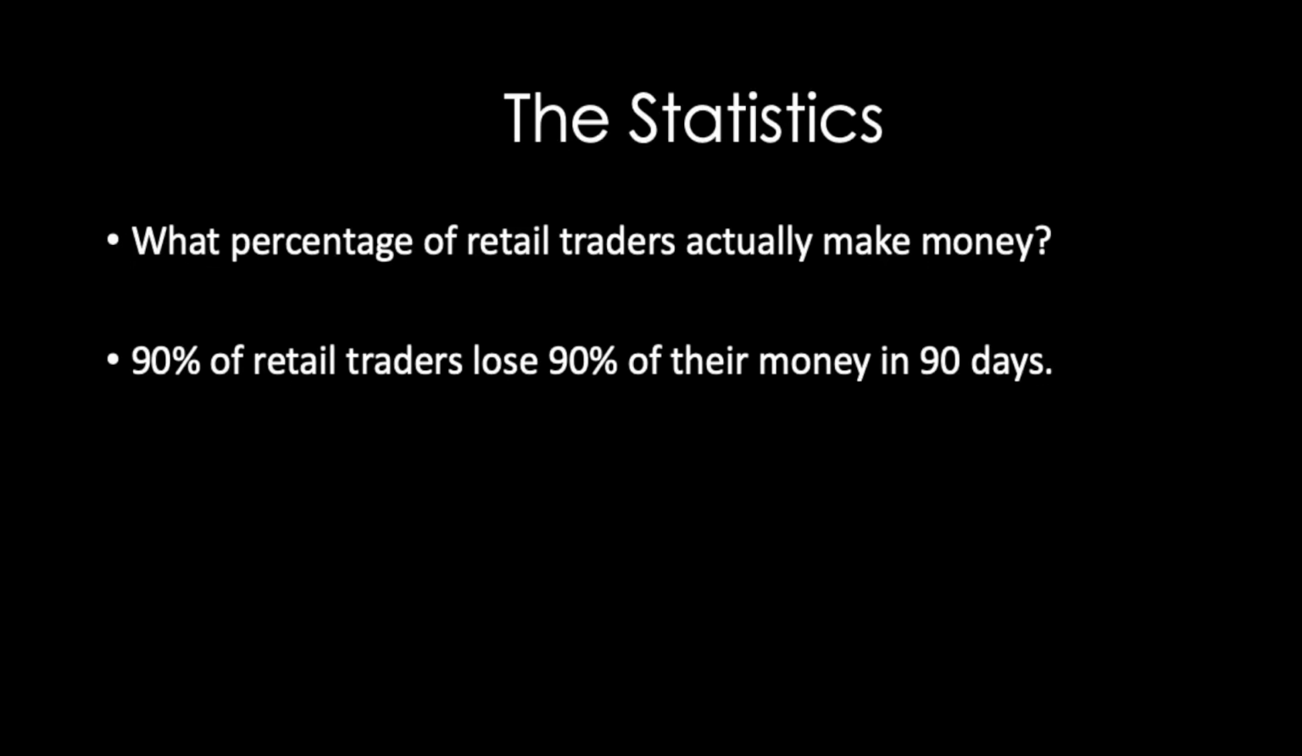Because people assume that if 90% of retail traders lose 90% of their money in 90 days, that should mean that 10% of retail traders make money, right? And when you really look at the statement that's on the slide right now, it says 90% of them lose 90% of their money in 90 days. How about after 180 days? After 180 days, what you'll probably find is even more of them lose money. And after a year, what percentage of retail traders would you think have lost money by then?